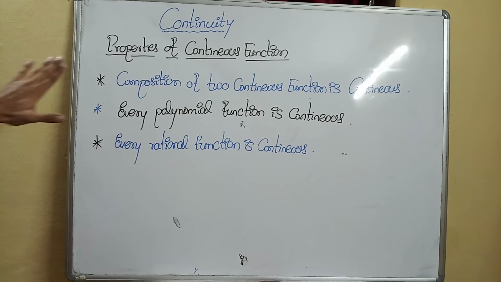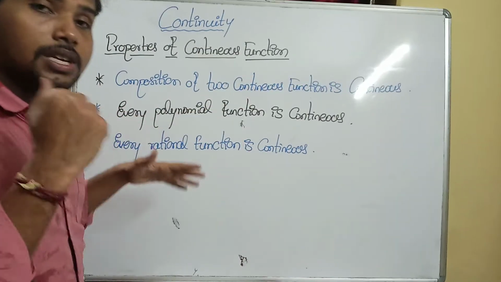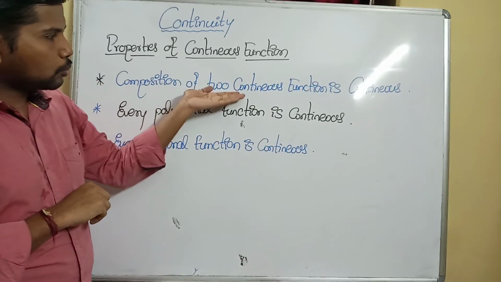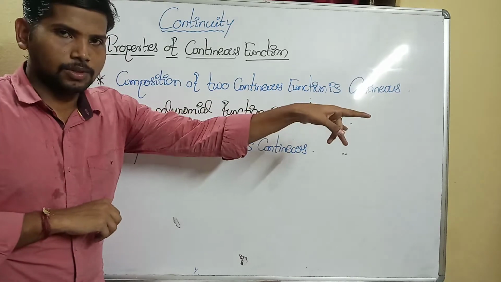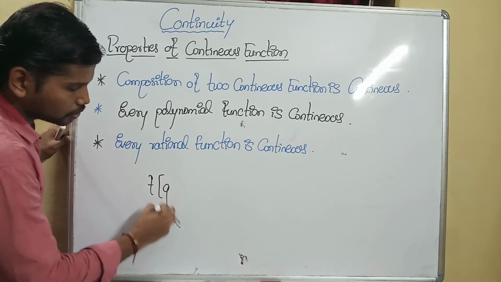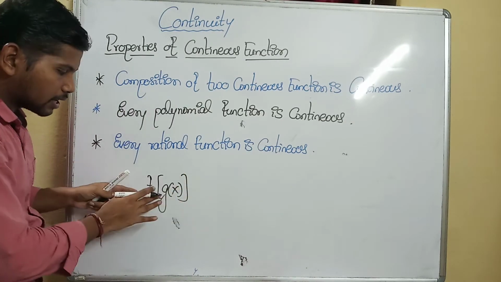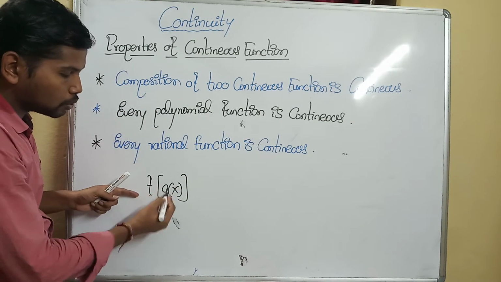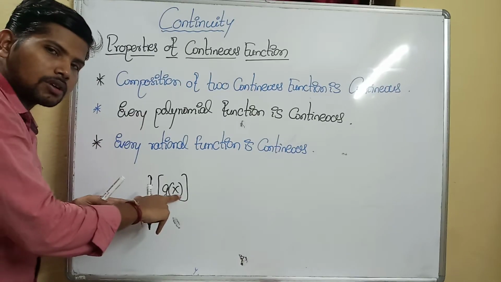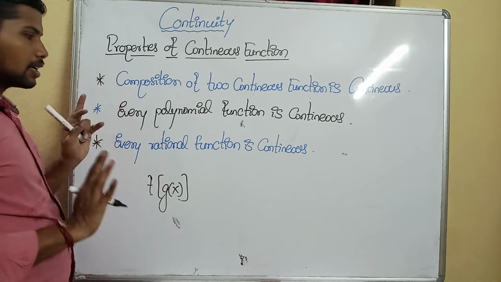Observe the board here about the properties of continuous functions, that is, which general functions are continuous. Concentrate. The composition of two continuous functions is continuous. Composition means f of g of x, where another function is defined inside one function. If f of x is continuous and g of x is also continuous, then the composition of two continuous functions is a continuous function.